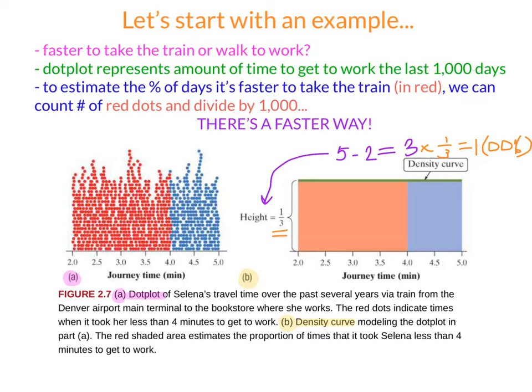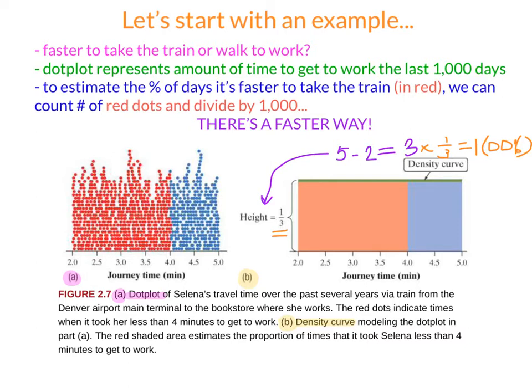And there's something called a density curve. So the leap from this dot plot to this density curve isn't a crazy one. We've got two different color shaded areas. This reddish orangey one, I don't know why it's not more red, represents all those red dots where it's faster to take the train. And then this blue bit over here would be all the dots where it is not faster to take the train.